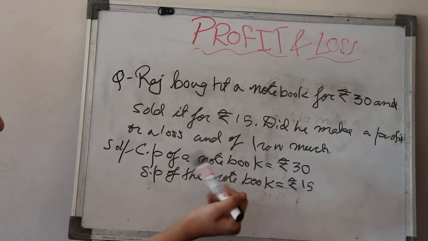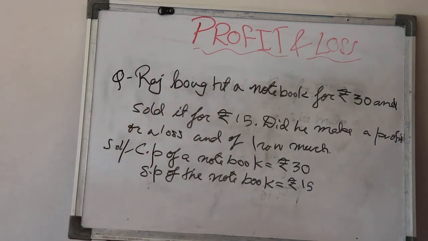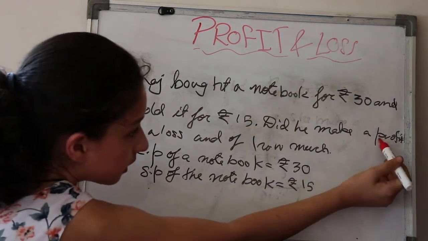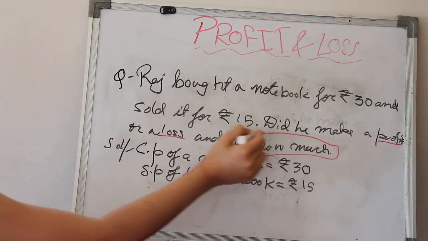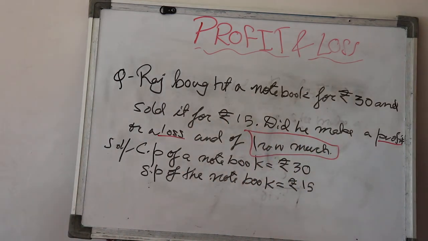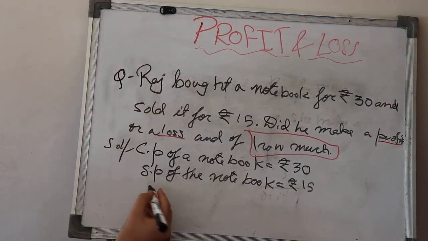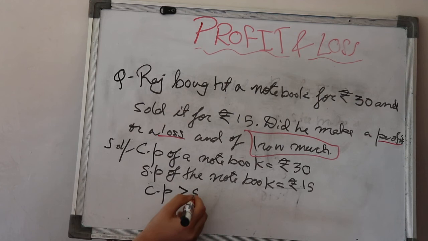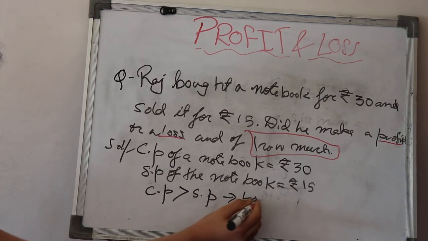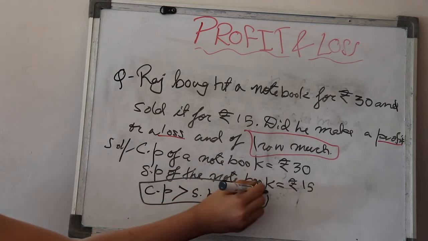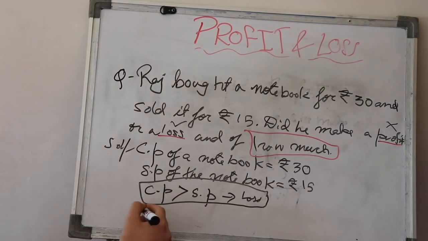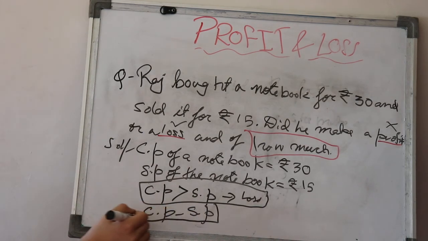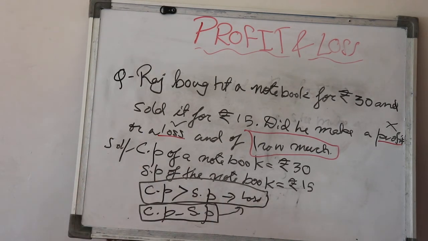First, I'll see whether there's a profit or a loss. Then I'll find how much at last. Okay, first whether there's a profit or loss. Cost price is greater than the selling price, therefore there is the loss. So this is done. There is a loss. There is no profit. So cost price minus selling price. So I'll get the loss of how much.